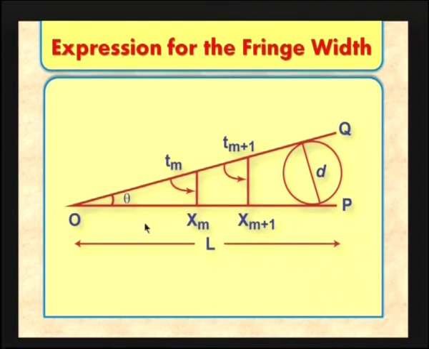You have an exaggerated picture. L is the distance that separates the point O, where the two glass plates are in contact, and the diameter of the wire, that is, the center of the wire here. This distance is L, because with the wire we are getting a wedge shaped film, right. L is important, L will come in the expression for the bandwidth.